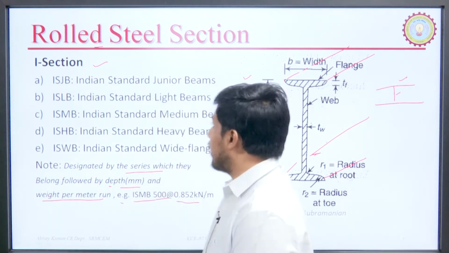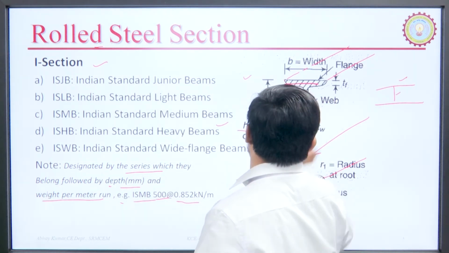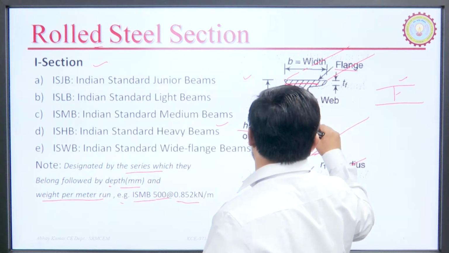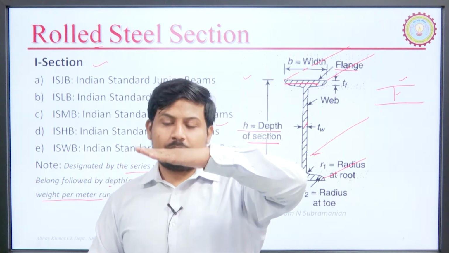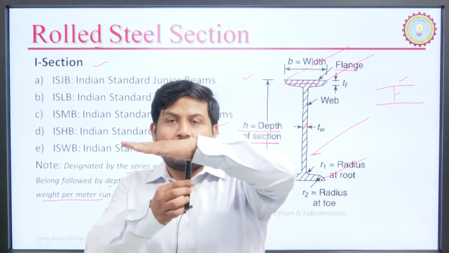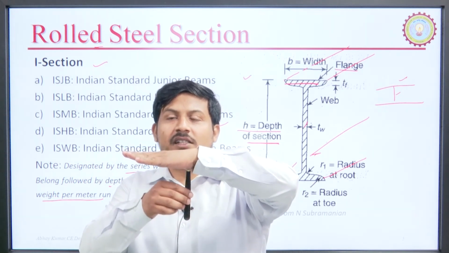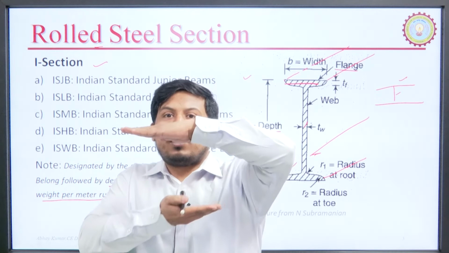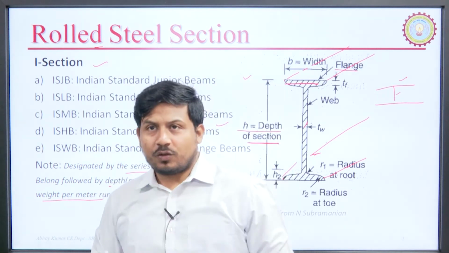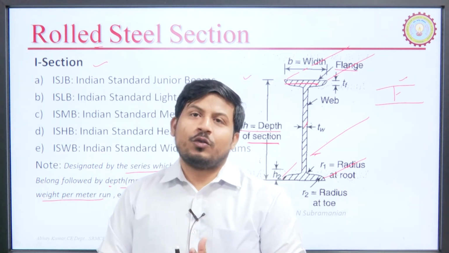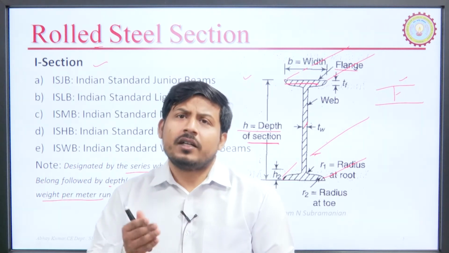One more thing I would like to highlight, that this portion of the I section is known as the flange section and this section is known as the web section. So, the top section is known as the flange and the vertical section of the I section is termed as the web, and there is also a point below which is the lower flange. From now onwards you must not confuse what is flange, what is web and what is the depth of the section.